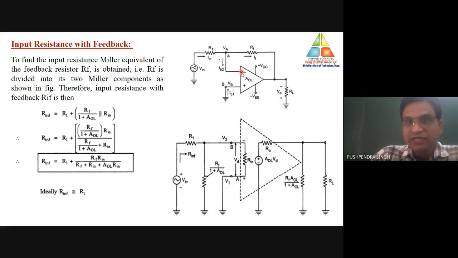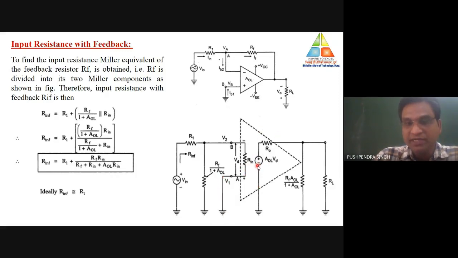Then come to the input terminal of the op-amp. At the input terminal, an internal resistance is connected. Internally, there is an internal resistance whose value is infinite. And the positive terminal is grounded. So between the negative terminal and the positive terminal, the internal resistance is connected, and from there it is grounded.